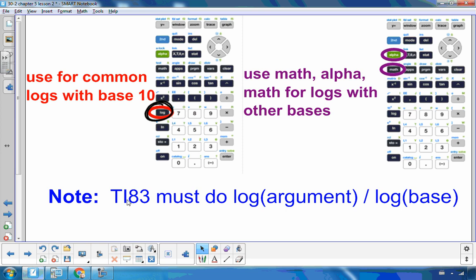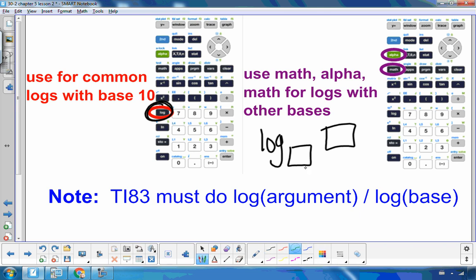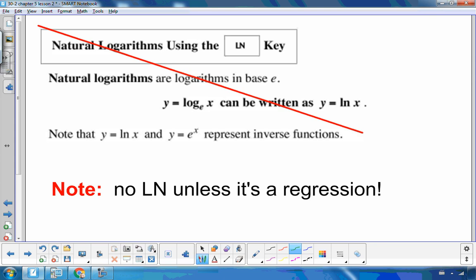Now, unfortunately, TI-83s, we aren't so lucky. I have a TI-83 as well, and we can't do that. So to come up with the answer for a log, we just have to do log of the argument divided by log of the base. And so when the 84s get this, here is my base. This here is my argument. So TI-83s, we just do log of the argument divided by log of the base, alphabetical order. Okay, you can cross off that part there.